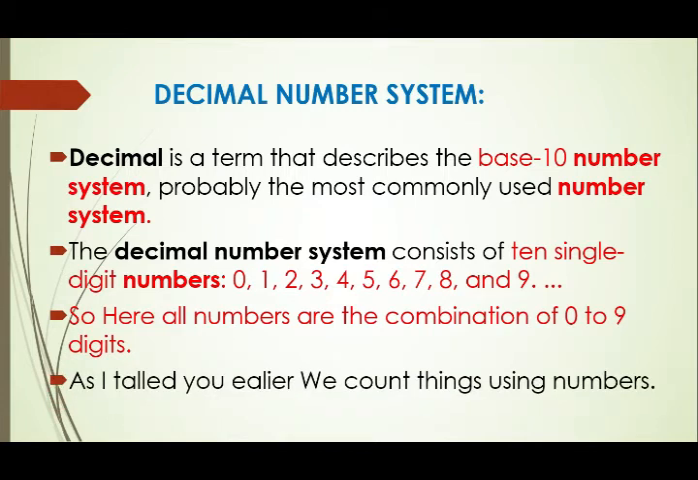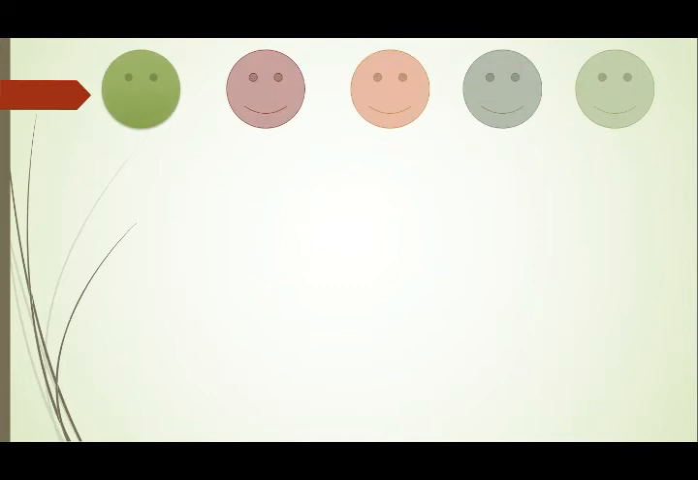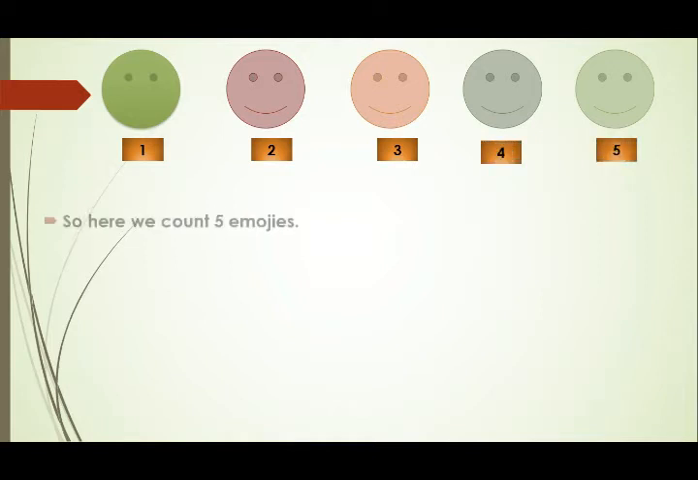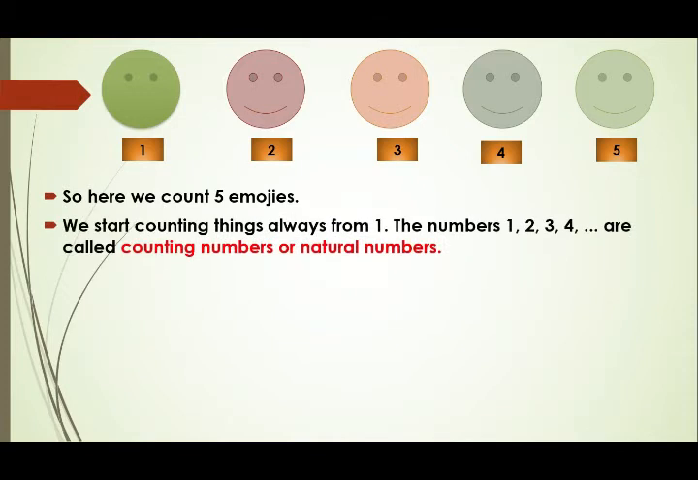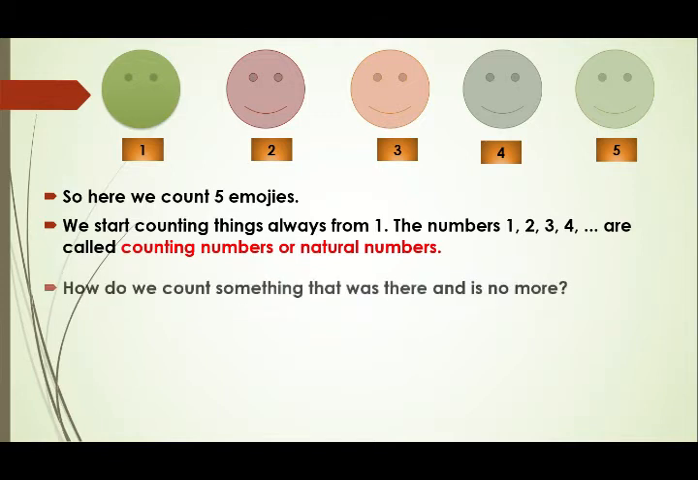As I told you earlier, we count things using numbers. So here we count 1, 2, 3, 4 and 5. So numbers are used for counting. Here we count 5 emojis. We always start from 1, right? Whenever we do counting, it starts from 1. So these are called counting numbers or natural numbers.